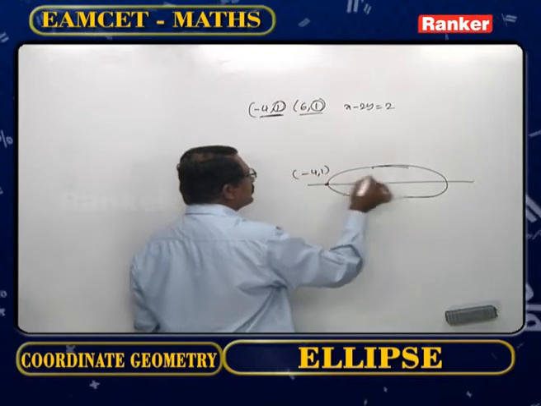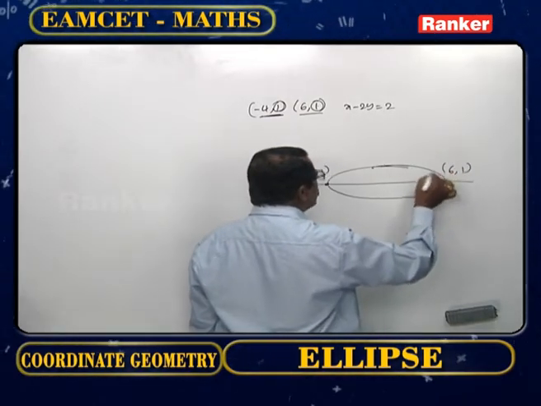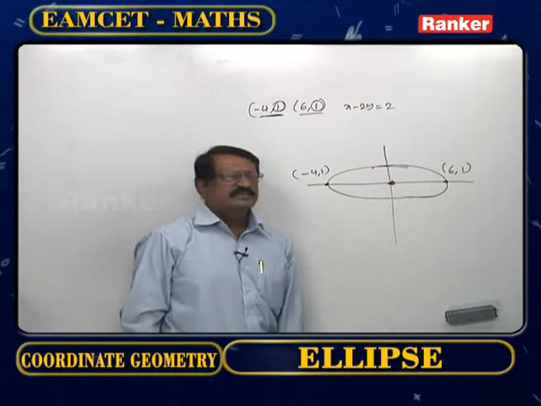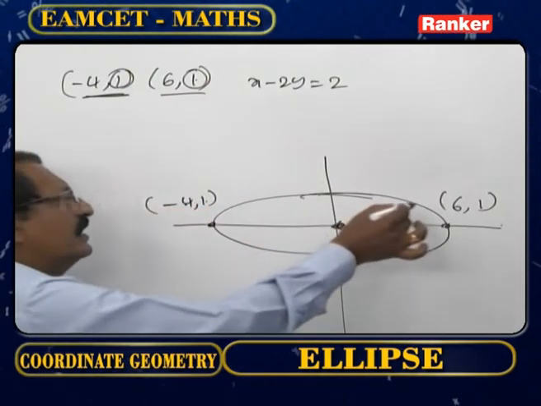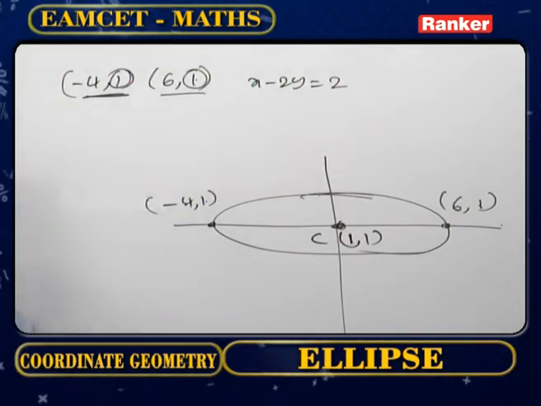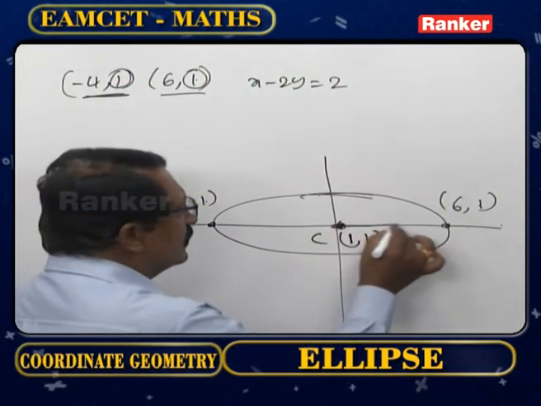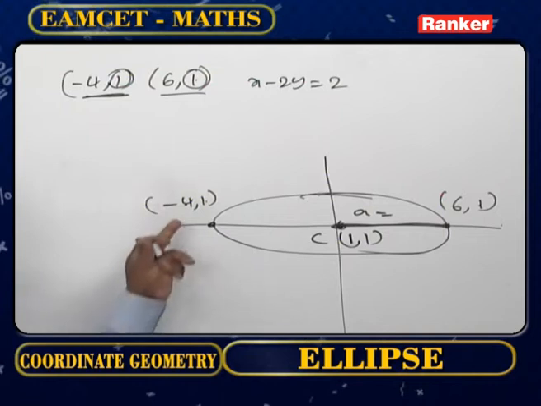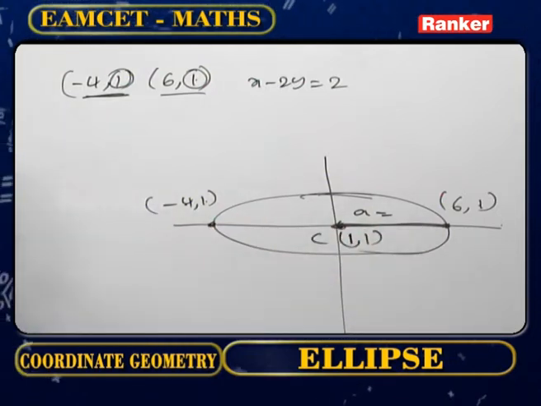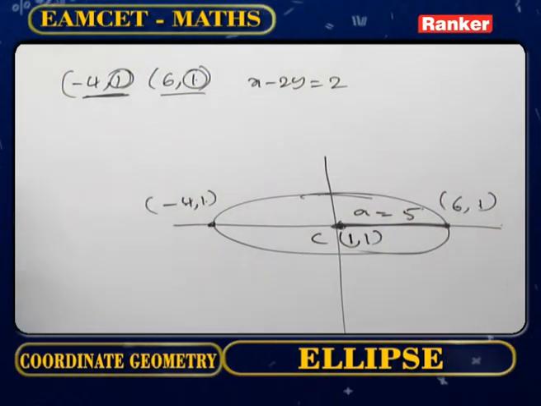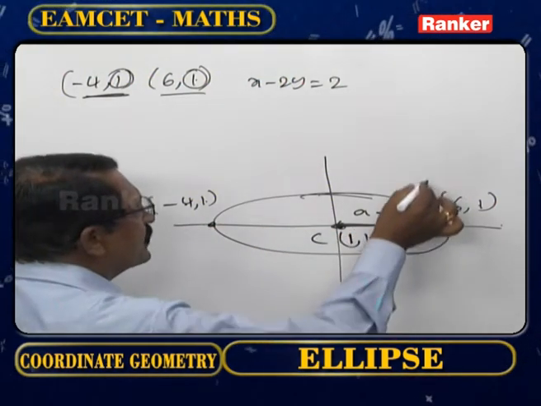Now, the vertices are minus 4, 1 and 6, 1. The center of the ellipse is nothing but the midpoint of the vertices. The midpoint of minus 4, 1 and 6, 1 is 1, 1. So the center is 1, 1. And always the distance between the center and any one of the vertices is half the length of the major axis. Here, half of the major axis equals a. Now, a equals the distance between 1, 1 and 6, 1, that is nothing but 5. So a equals 5.